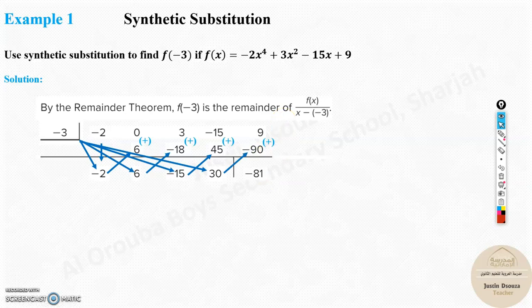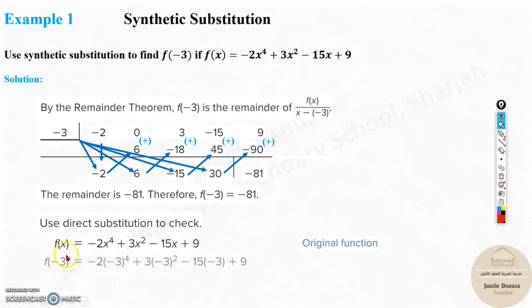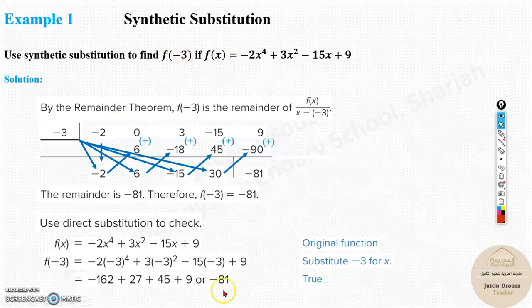So synthetic substitution gives you the same answer as if you had substituted this minus 3 over here. You can check by substituting this minus 3 over here. The answer would be the same. But if you didn't have a calculator, synthetic substitution would be much easier. Now, since you have the calculator, it's up to you. You can easily use any method you're comfortable with. The easier method would be direct substitution and getting the answer.